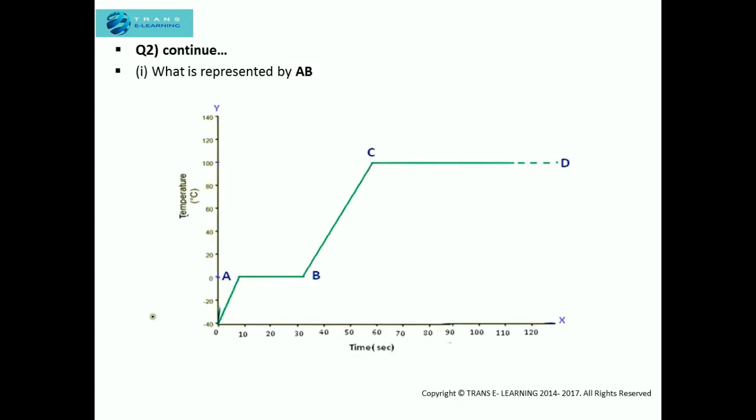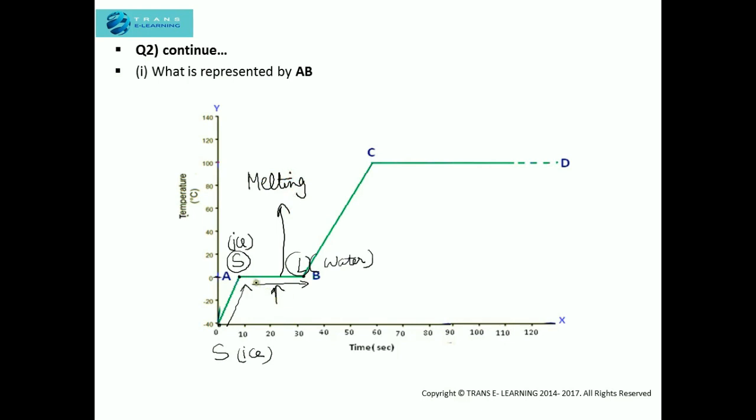The first one, what is represented by AB? As this is the heating curve of ice, here we'll be having solid, that means we'll be having ice. And as there is rise in temperature, there will be no change in state, and here also we'll be having solid, that is ice. And as this horizontal line represents no change in the temperature, there is a change in phase here. So at this point we'll be having liquid, that is water in this case, and the transition from the solid state to the liquid state on heating is known as melting.